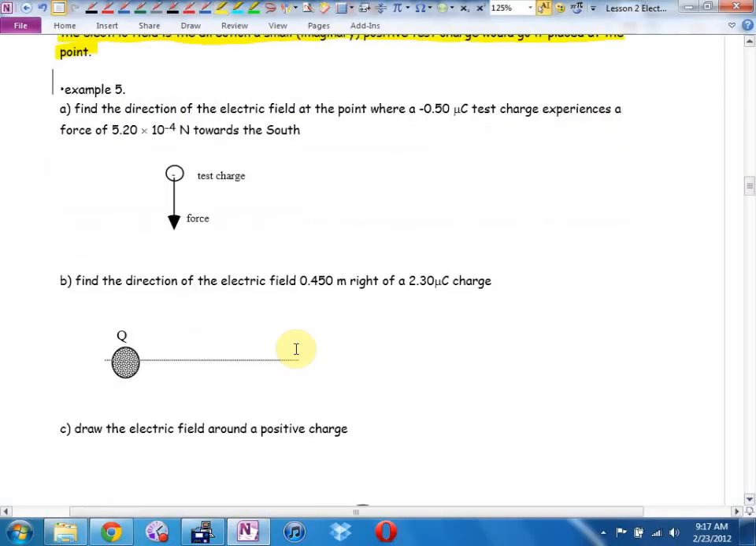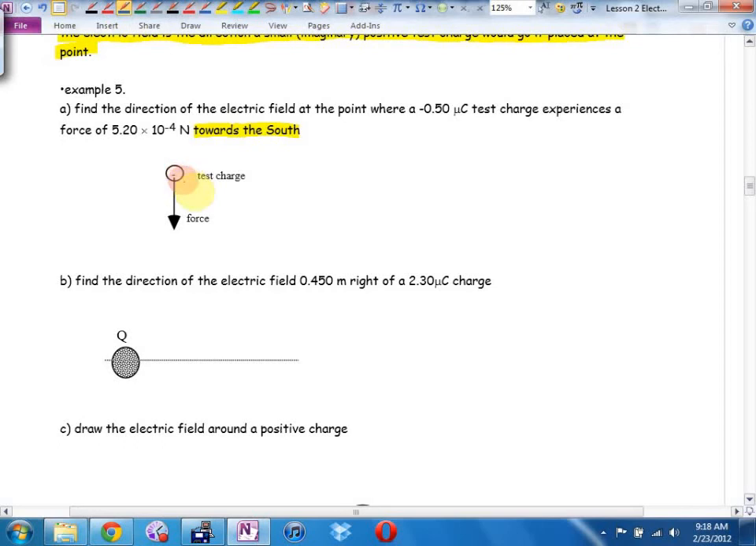Example 5. Find the direction of the electric field at a point where the negative 0.5 microcoulomb test charge experiences a force toward the south. This charge right here, is it negative or positive?